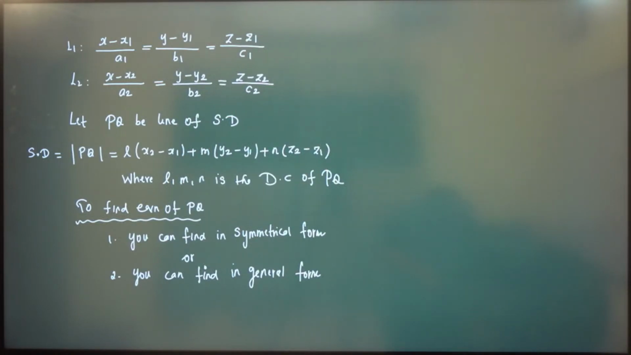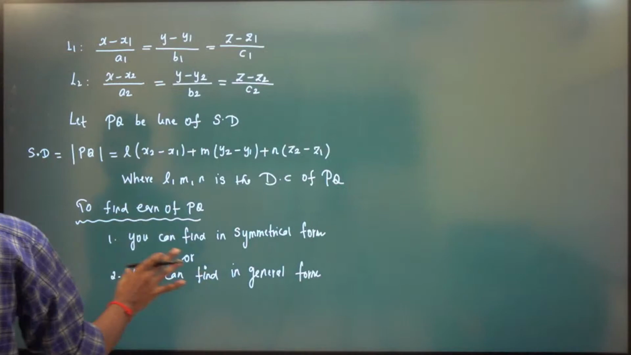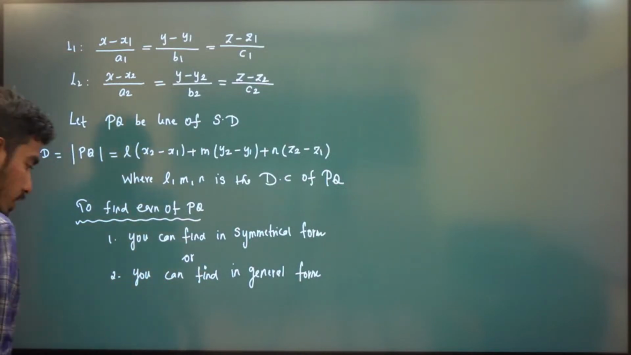Is it clear up to now? The shortest distance formula is l(x2 minus x1) plus m(y2 minus y1) plus n(z2 minus z1). l, m, n is the direction cosine. Remember, it is direction cosine, not direction ratio. l, m, n is the direction cosine of PQ. And to find the equation of PQ, you can find the symmetrical general form, that I will let you know.